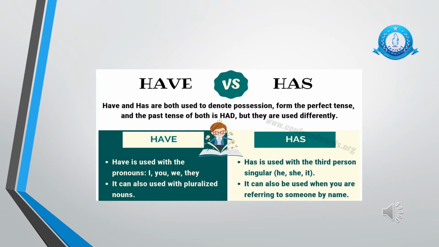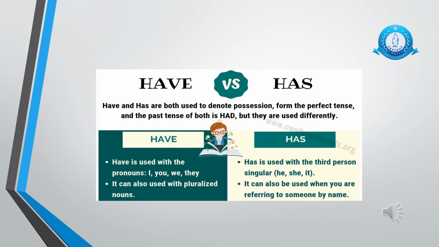Have and has are both used to denote possession, form the perfect tense, and the past tense of both is had, but they are used differently. Have is used with the pronouns I, you, we, and they. It can also be used with pluralized nouns. Has is used with third person singular, he, she, or it. It can also be used when you are referring to someone by name. So we can say that we use has or have to show possession, to show something belongs to you.